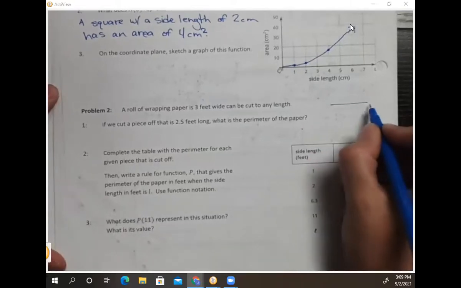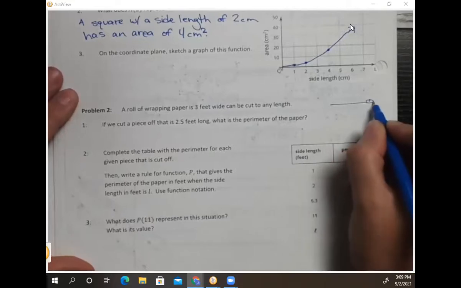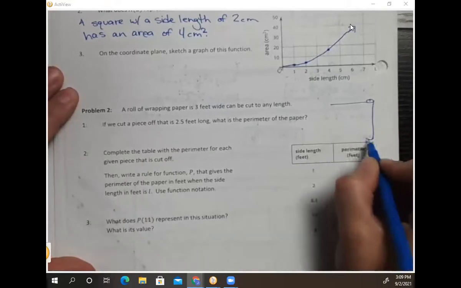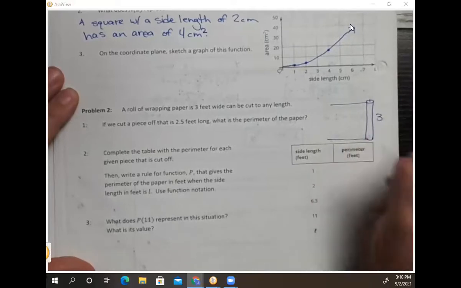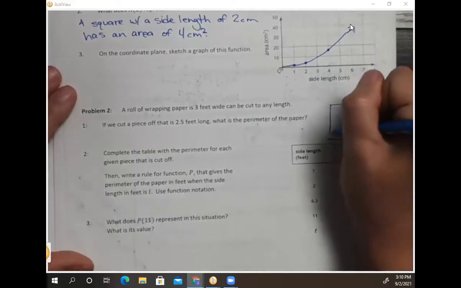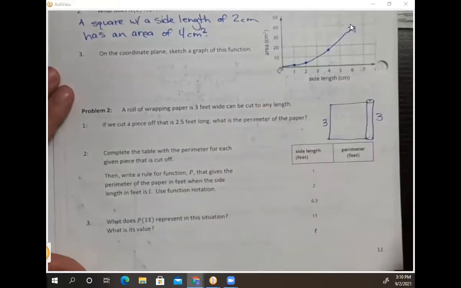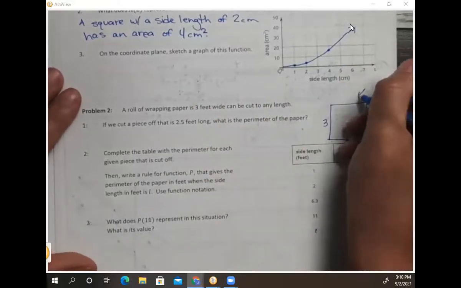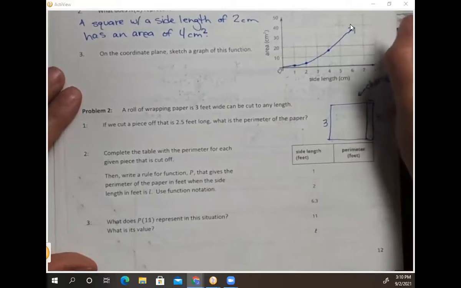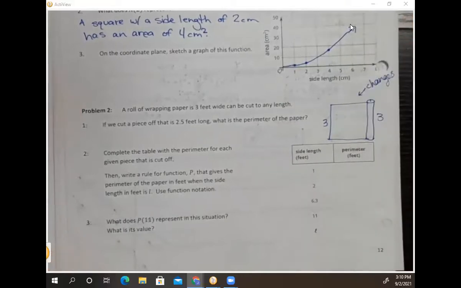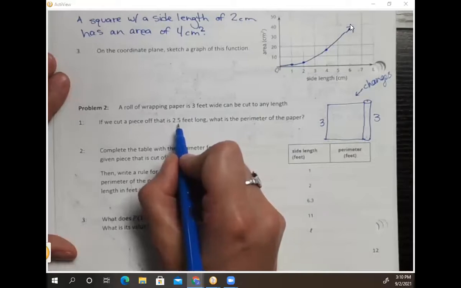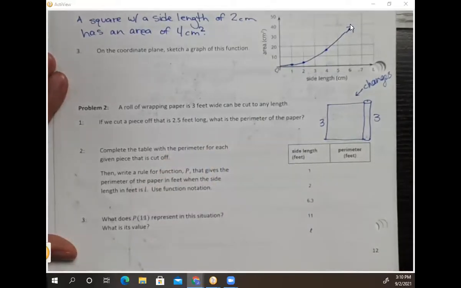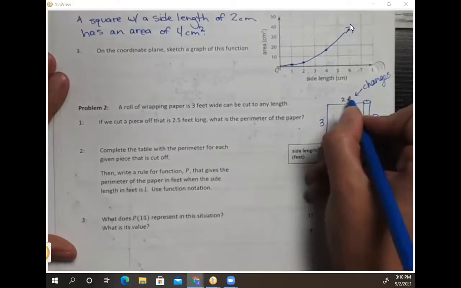So my length can change based on what I'm going to wrap. So here's my tube of wrapping paper, right? I've got my tube of wrapping paper, and this end is 3. They call it width. My width is always going to be 3, but my length can change based on what I'm going to wrap. Does that make sense? Okay. So let's say that I cut off a piece that's 2.5 feet long. Let's say I start with a value of 2.5 here.